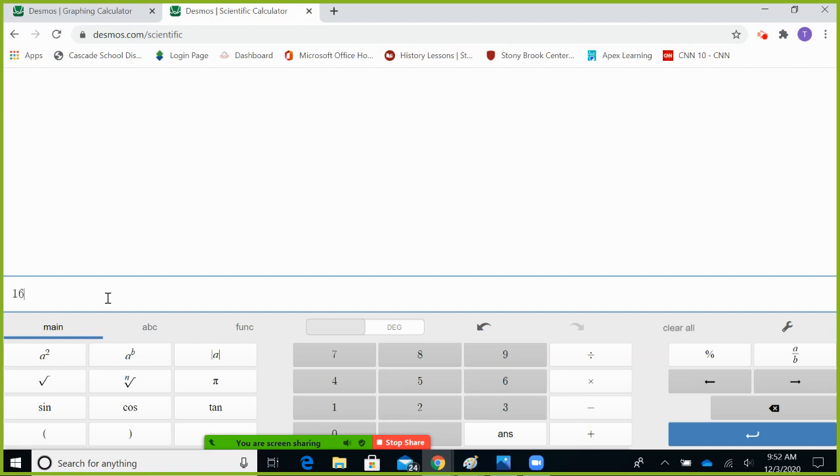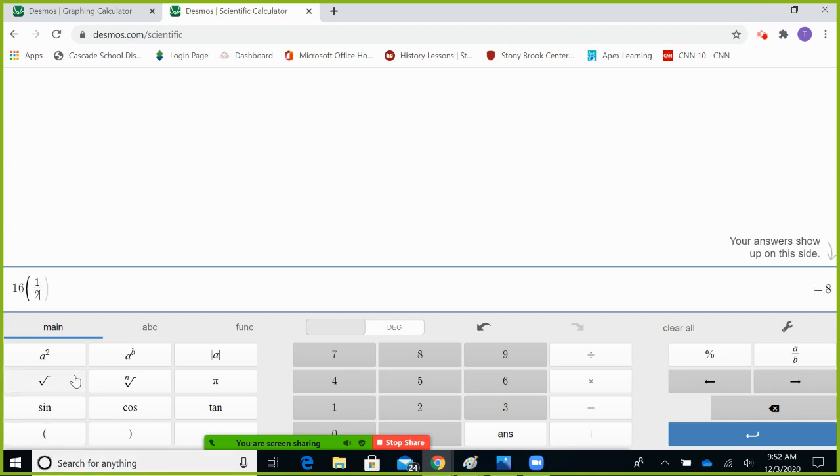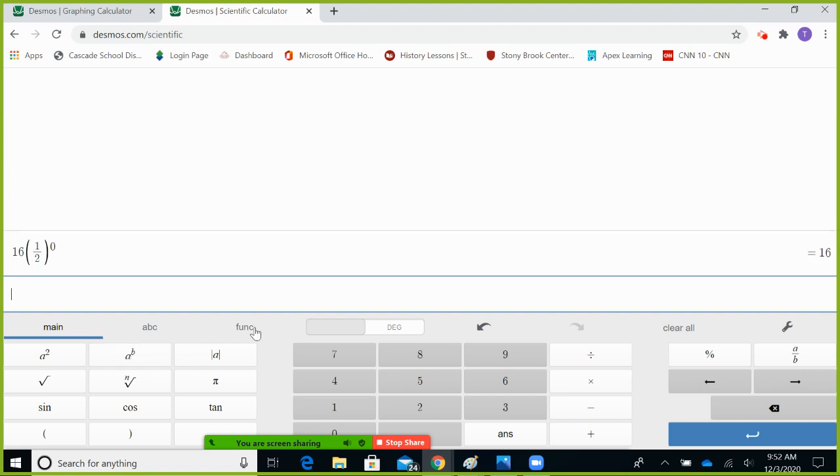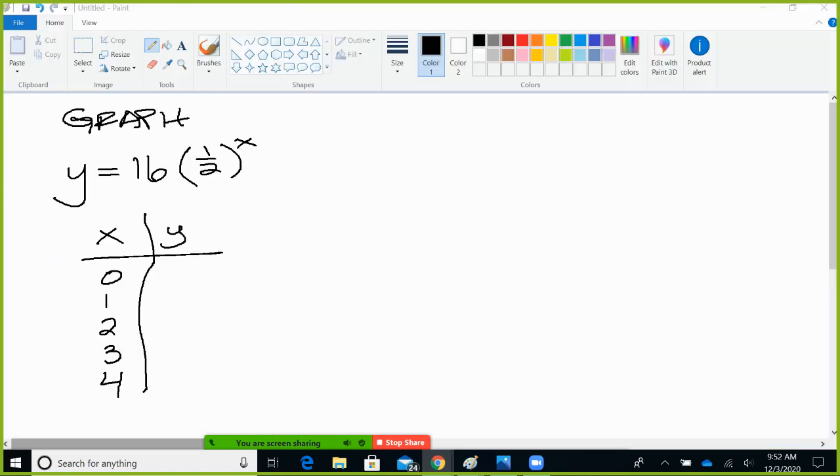So if you were to have the calculator and you do 16 times 1/2, and then you go to this little AB, and I put a 0, and I look over here, I get 16. So I just used the calculator, I got 16. So for 0, I would put 16.